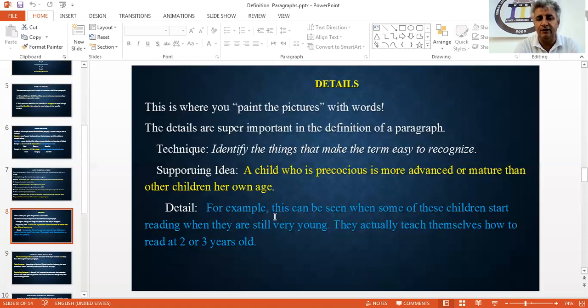Here is an example for a precocious child. For example, this can be seen when some of these children start reading when they are still very young. So precocious children start reading at a very young age. They actually teach themselves, so they are their own teachers, how to read at 2 or 3 years old. At a very young age, they teach themselves how to read. This is a detail for a supporting idea.